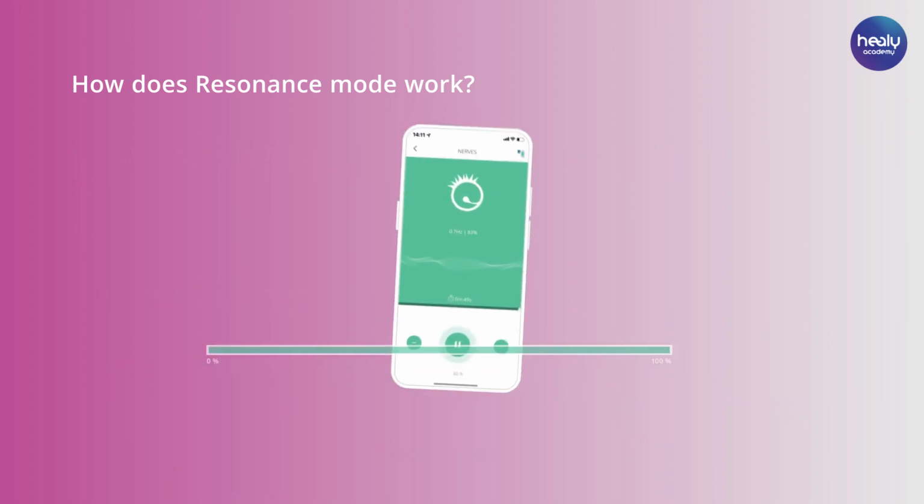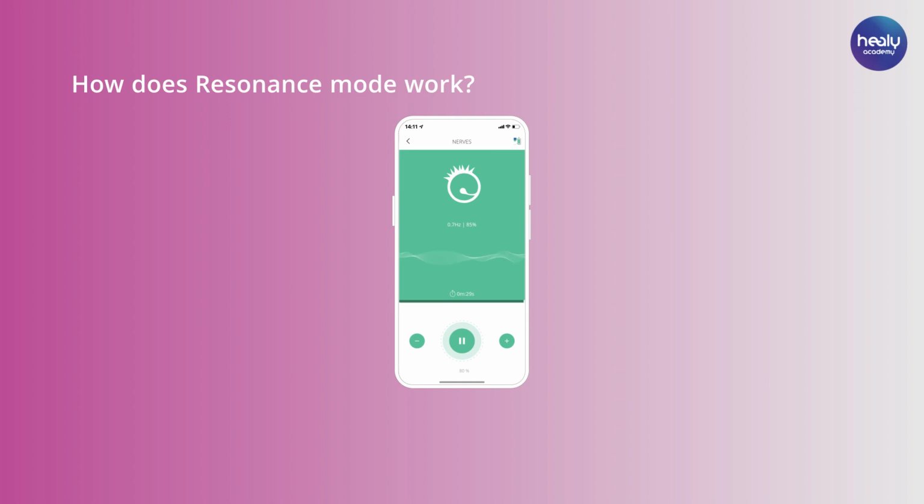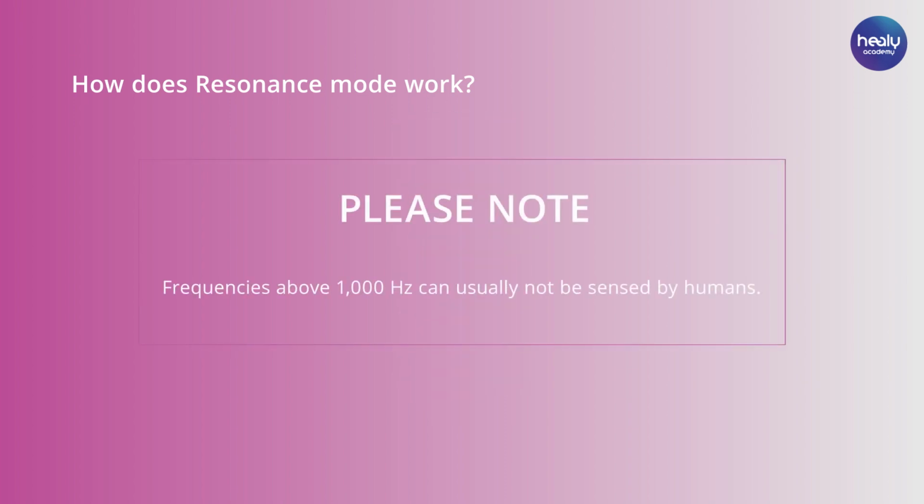The current progress value is always displayed on the Healy app application screen next to the applied frequency. Please note, frequencies above 1000 Hz can usually not be sensed by humans.